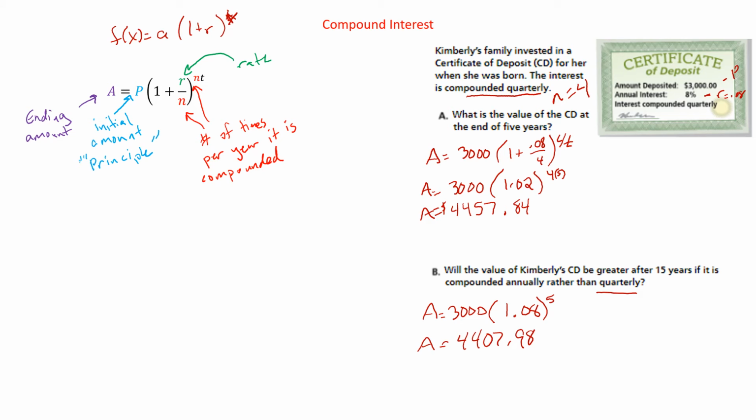Well, we could find it after 15 years really quick. So 1.02 to the 60 times 3,000. So after 15 years quarterly, it would be worth $9,843.09. Annually, it would be worth $9,516.51. So it's getting more and more significant the longer we go out. And so the more times it's compounded, the larger that n value is, the faster it'll grow.